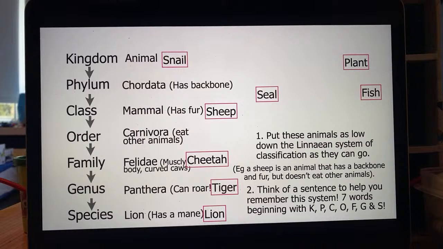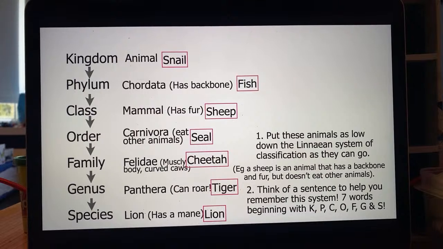Fascinating fact. I think the animals that can roar are technically the big cats. A cheetah, it's a big cat, but it's not a big cat. Plants, no, you can't even put plants in the animal kingdom, can you? Because they're in the plant kingdom. I should have made it a specific plant, shouldn't I? I should have said like cactus or something. Anyway, fish. A seal is a carnivore. It does eat other animals, but bless it, it doesn't have a muscly body. So that's in the order Carnivora. And fish, they do have backbones.